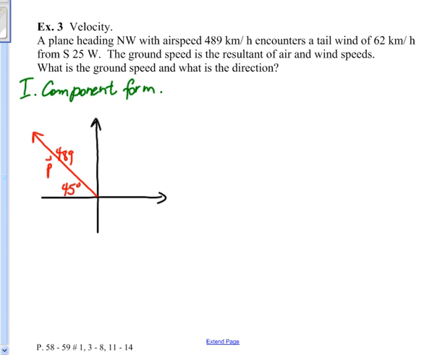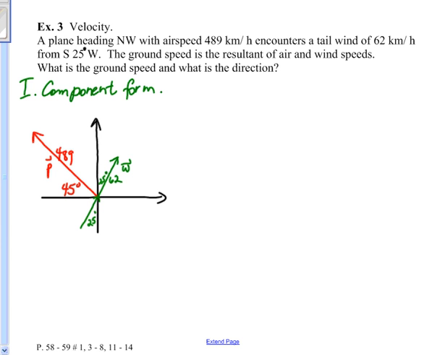We have a tailwind of 62 kilometers per hour from south 25 degrees west. So our wind is headed in the direction from south 25 degrees west. So it comes from this way. Head south, turn 25 degrees to the west. We have this. I'm going to move that vector right here. It has the same vector, has 25 degrees there. It has a speed of 62 kilometers per hour, and call it W.